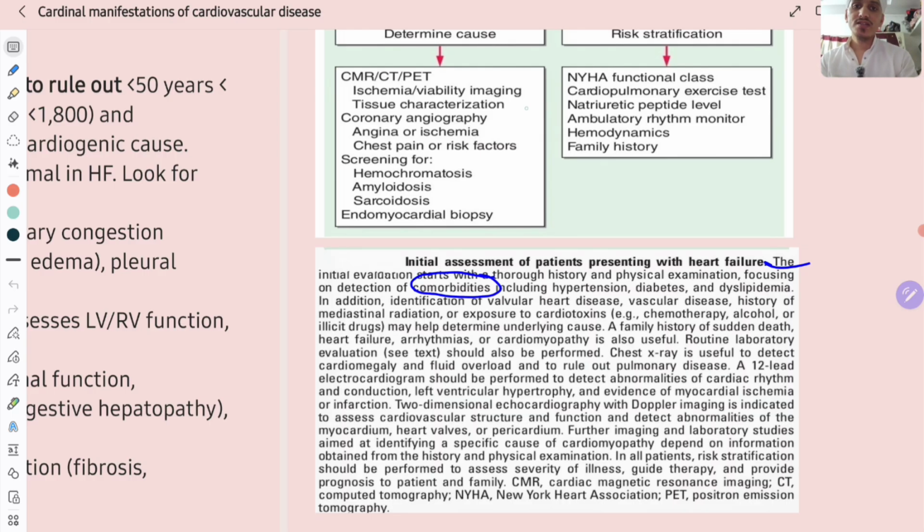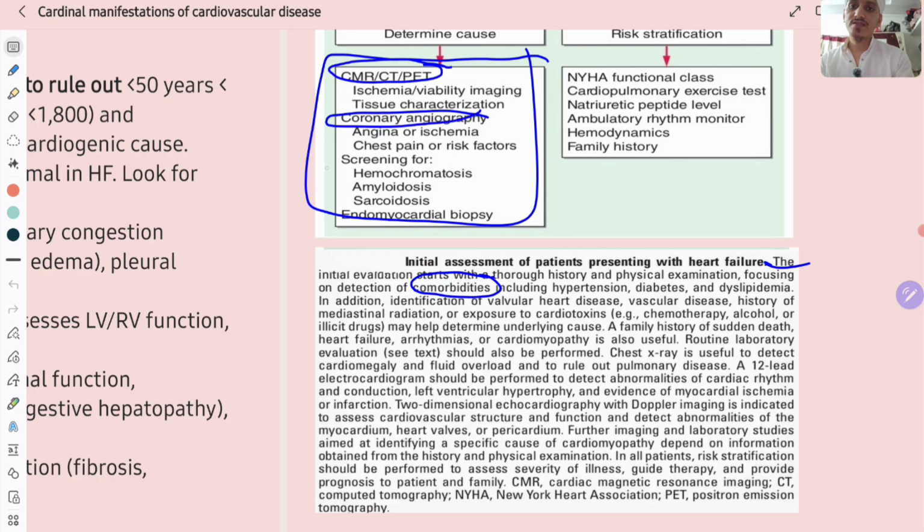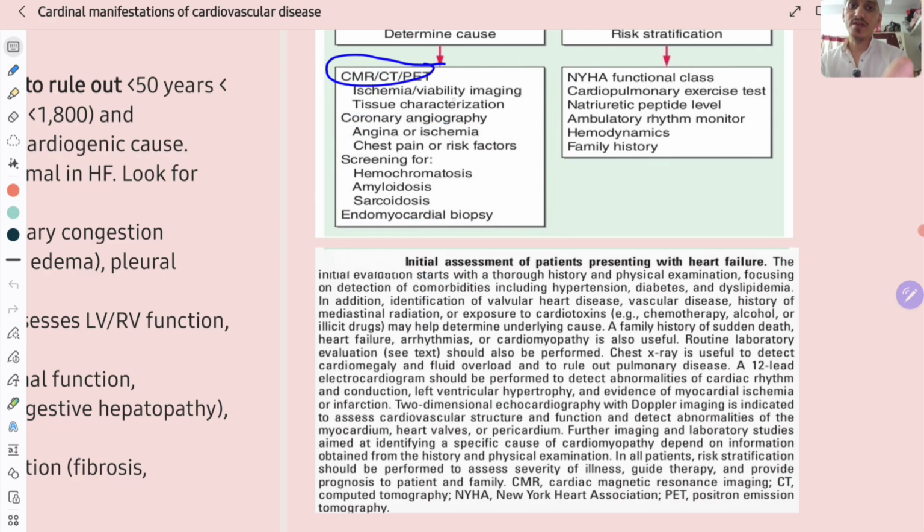So these tests depend upon the initial investigations and the history and physical examination which we do, depending on the cause. So we'll do CMR, CT, or PET, and coronary angiography. And this is very rarely done: screening for hemochromatosis, amyloidosis, and sarcoidosis, and also endomyocardial biopsy. So these are additional tests. Remember, these are second line tests. And this is risk stratification. So let's move forward.